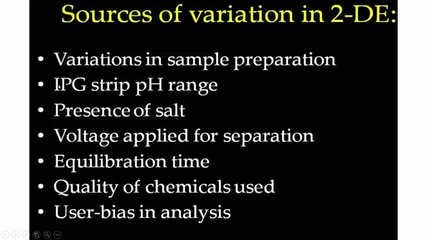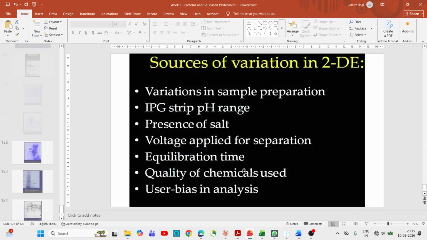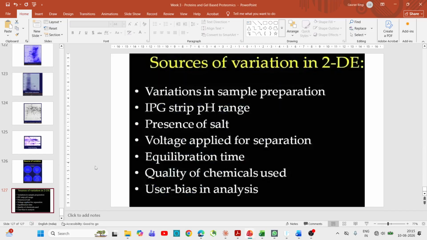So variation in sample preparation, IPG-specific pH range, and presence of salt can change the way your gel looks. The voltage applied while separation matters too. If you are running your samples much faster, like at 200 volts, it will be different compared to running your sample at 100 volts. Equilibration time and quality of chemicals used, everything will have some effect on the way your gel looks. So these were the few challenges associated with 2D gel electrophoresis.